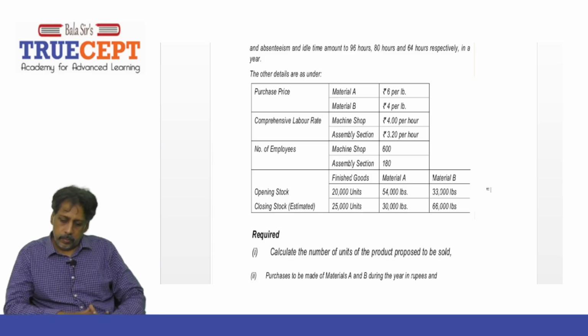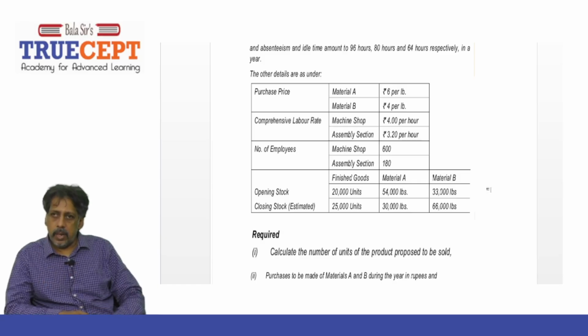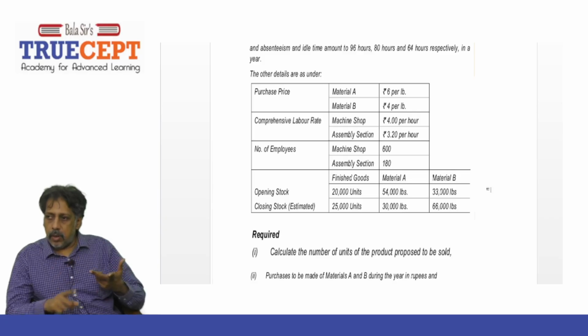Then opening stock 20,000 finished goods. Opening stock is 20,000 units and closing stock estimated is 25,000 units. These are the opening and closing stock of finished goods for the budget period. Then for material A it is 54,000 LBS opening and 30,000 LBS closing. So 54,000 LBS or kilograms and 30,000 LBS.